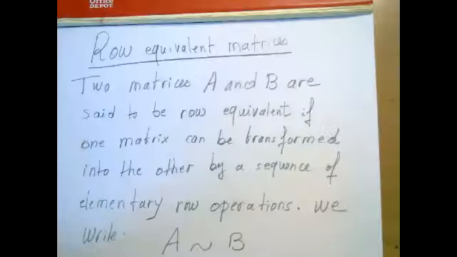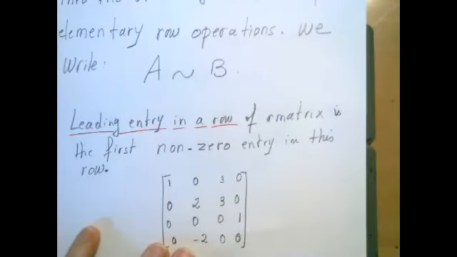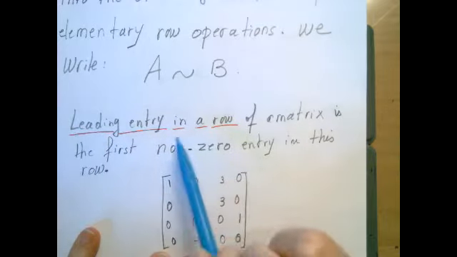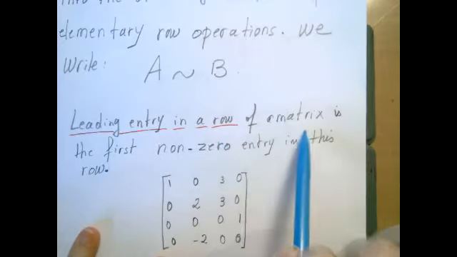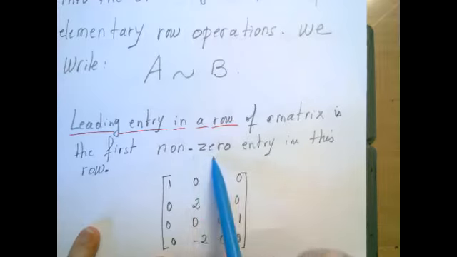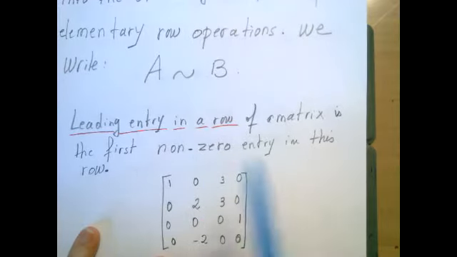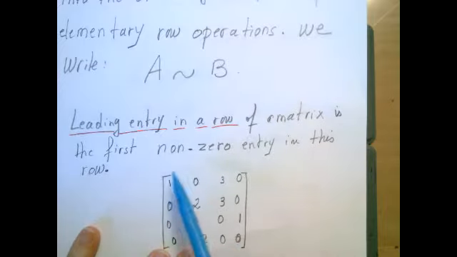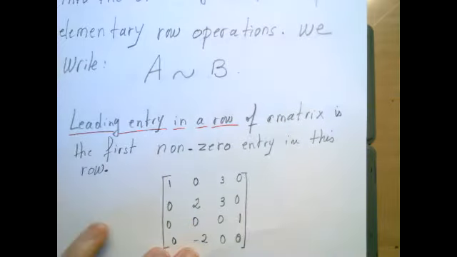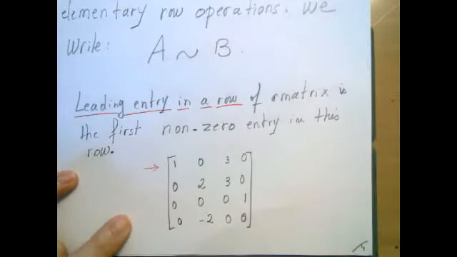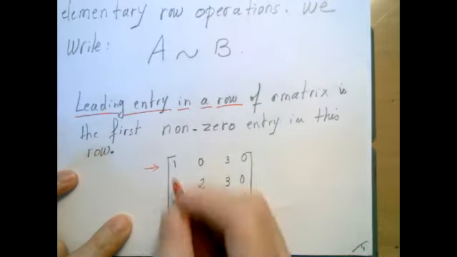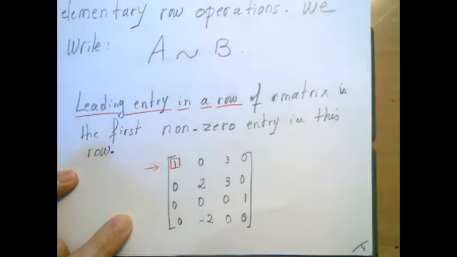So, part two, leading entry. Suppose you have a matrix, not necessarily augmented, just any matrix. What does the leading entry in a row mean? The leading entry in a row of a matrix is the first non-zero entry in this row. So let us start here. What's the leading entry in the first row? It's the first non-zero. That's the leading entry, a box.